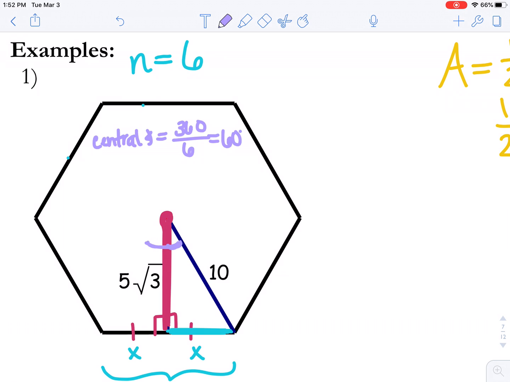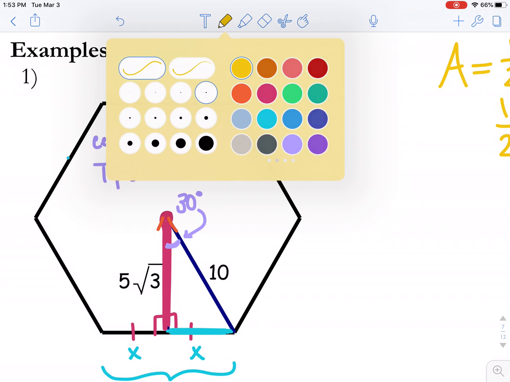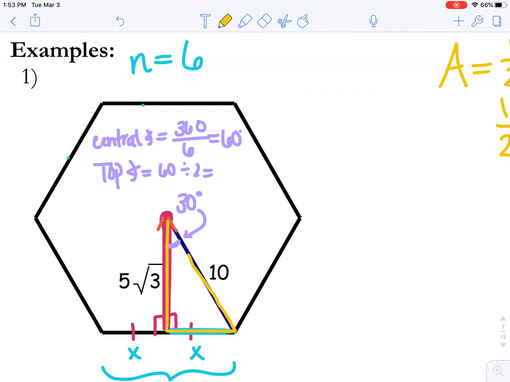That's the whole angle. If we were to draw another radius over here that was 10, the central angle, that whole thing would be 60 degrees. But we don't need the whole central angle. We just need the top half of the triangle. And so the top angle is half of that, or 60 divided by 2, which is 30. So this top angle here is 30 degrees, which is really nice for us, because if we know that this right triangle has this top angle being 30, then that means this is a 30, 60, 90 right triangle.